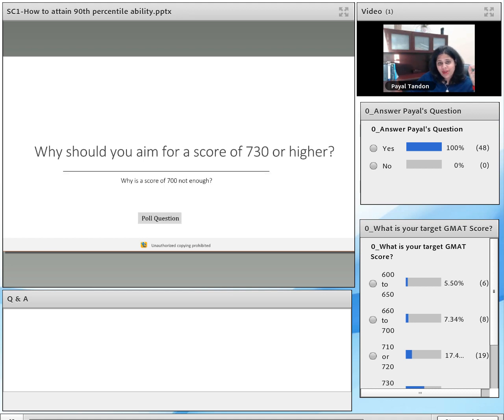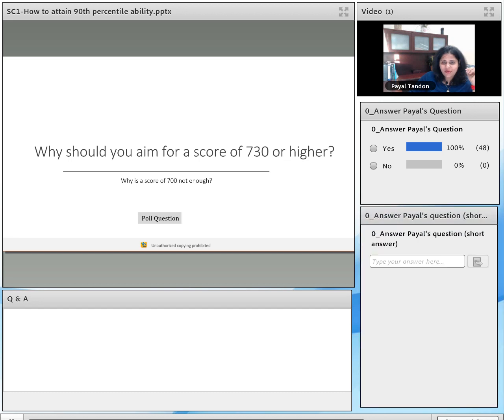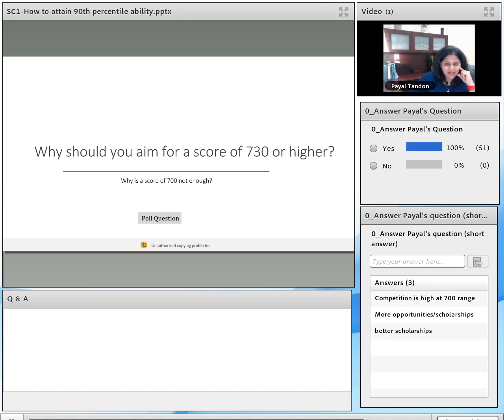So why should you aim for a score of 730 or higher? Or in other words, why is a score of 700 not enough? And I want you to answer that question here. Why do you think that is the case? Because around 70% of the class today is targeting the 730 plus, I should be able to get good answers here. Better scholarships, yes. What else?